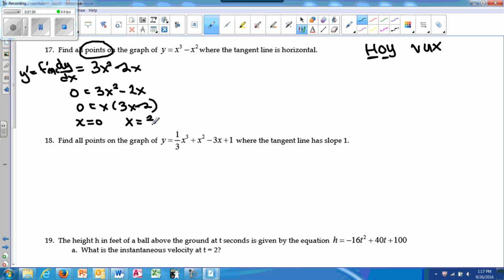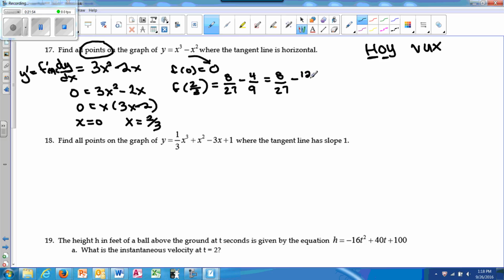If we want to know the points, notice it says points, it doesn't just say find an x value. Points are always coordinate points. Horizontal would be where our slope is 0. So if I factor out an x, I have 3x minus 2. So either x equals 0, or if 3x minus 2 equals 0, that means that x would have to equal 2/3.